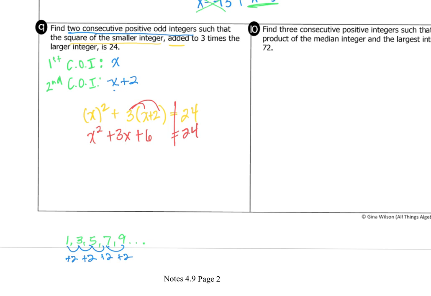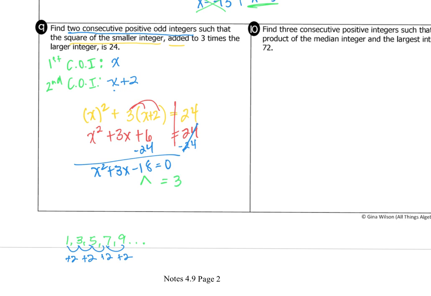We always get our quadratics after we multiply. We set them equal to 0, so we're going to subtract 24 from both sides. X squared plus 3x minus 18 equals 0. 1, 2, 3 factor tree. We're on a rhythm now. Oops, not equal to 0, equal to 3.